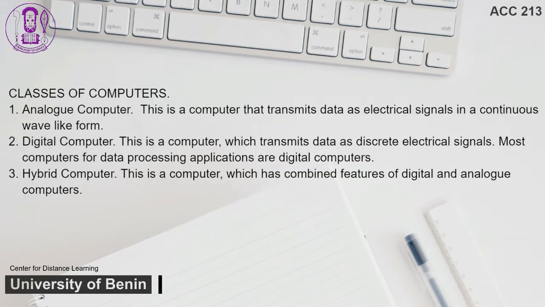Classes of computers. 1. Analog computer. This is a computer that transmits data as electrical signals in a continuous wave-like form. 2. Digital computer. This is a computer which transmits data as discrete electrical signals. Most computers for data processing applications are digital computers. 3. Hybrid computer. This is a computer which has combined features of digital and analog computers.